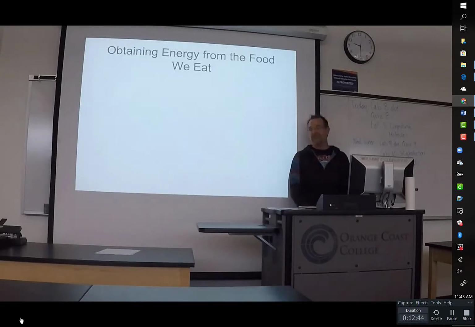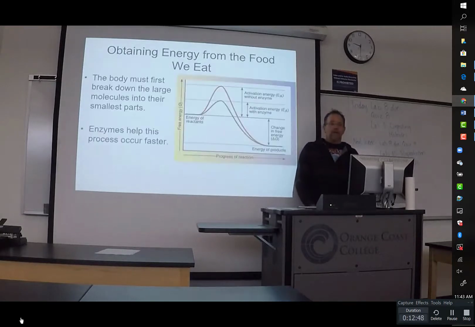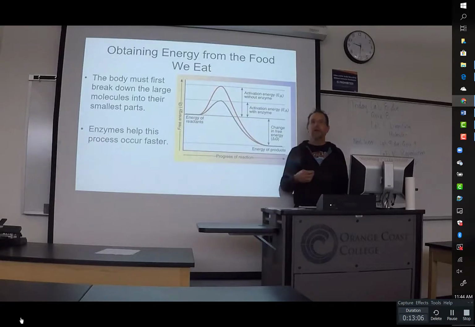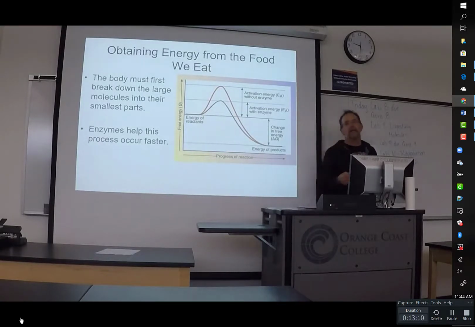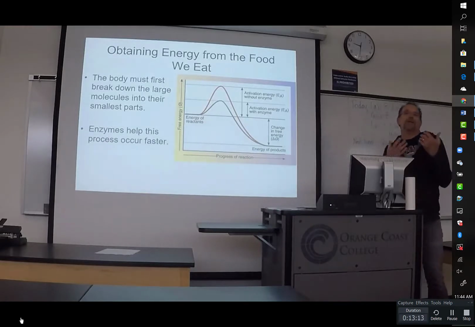Right. So, obtaining energy from the food that we eat. Enzymes. First of all, the body must break down the large food molecules into smaller parts in order for us to be able to digest it or to absorb it into our system. And there's a number of enzymes which help us do that. We're going to look at 3 different enzymes today and the role that these enzymes play in breaking down carbohydrates, in breaking down lipids, and in breaking down proteins.